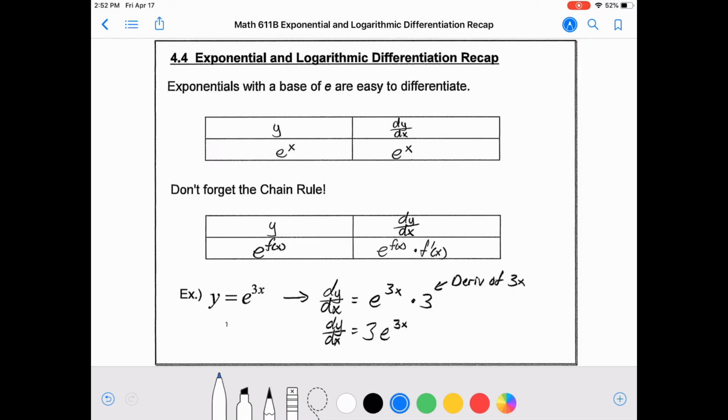Hi folks, we're taking a look at exponential and logarithmic differentiation. So exponentials with a base of e are easy to differentiate. E to the x differentiates to e to the x.